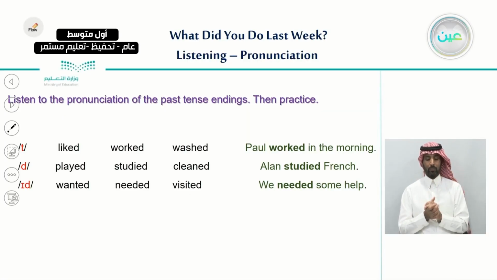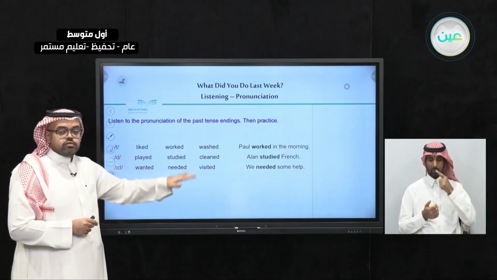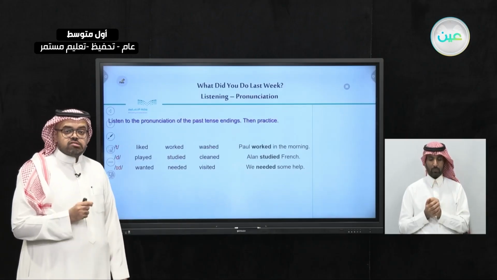The other list we have is where we pronounce the ending of the verb with the D sound. For example, played, studied, cleaned. So when we have a sentence like this, Alan studied French. Here, with these verbs, we pronounce the ending with a D sound.